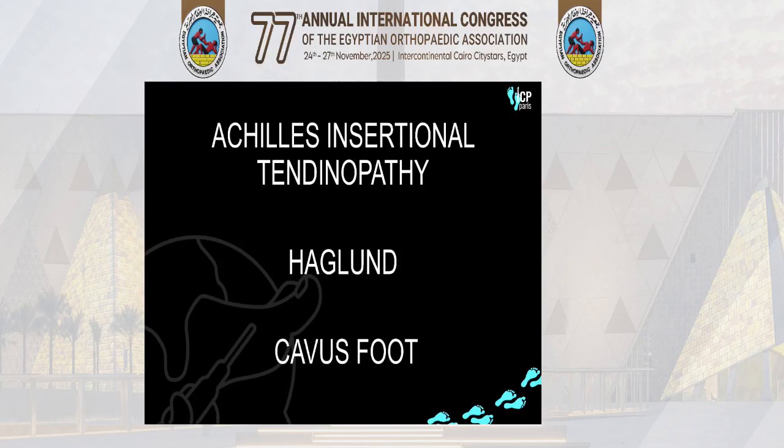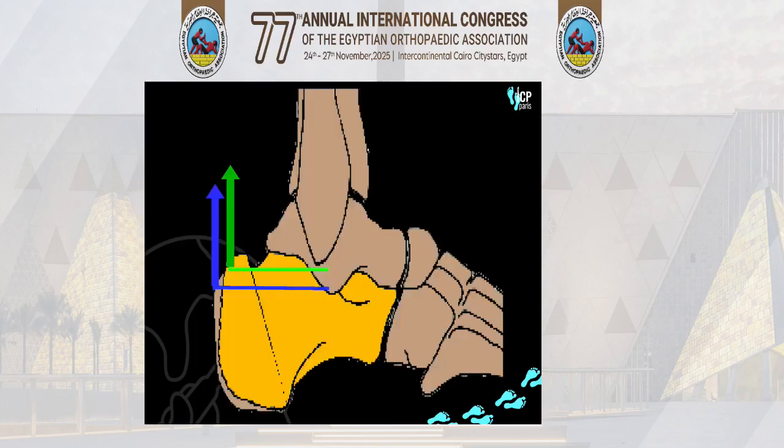Of course, you can treat all the Haglund on the cavus foot. The only consequence you can have is a shortening of the calcaneus, but there is no proof that this shortening of the calcaneus will have an impact on the runner or active sport people, as actually in America they start to do it even for sport people with insertional tendinopathy.